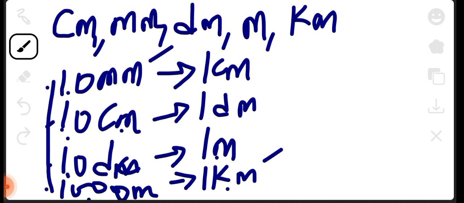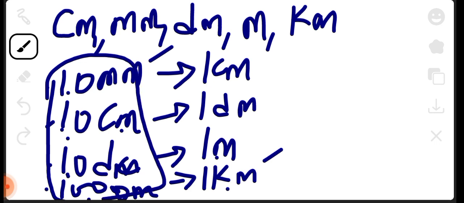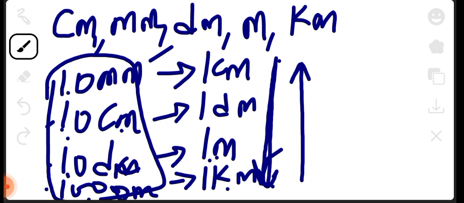So take note of this. They are very, very important. So we can check it very well, all these go this way, in terms of magnitude. As we move from the top to the downside, the magnitude gets bigger. So centimeter is bigger than millimeter, because 1 centimeter is equal to 10 millimeters. Decimeter is bigger than centimeters. Meters is bigger than decimeters. Kilometers is bigger than meters. So as we move from the top to the downside, the magnitude increases. Moving from the downside to the upper side, the magnitude reduces.